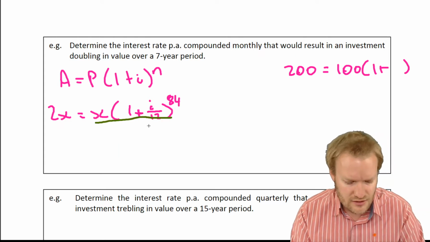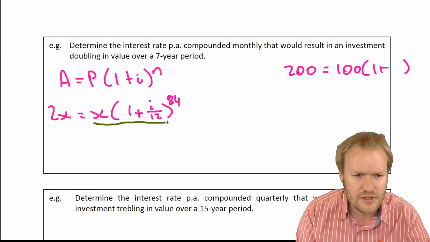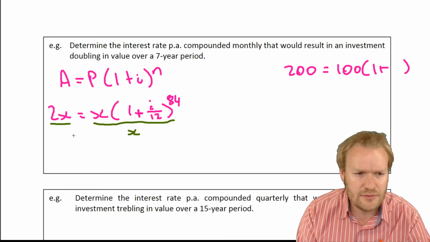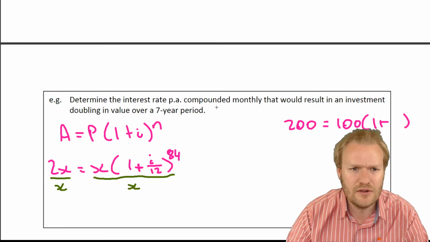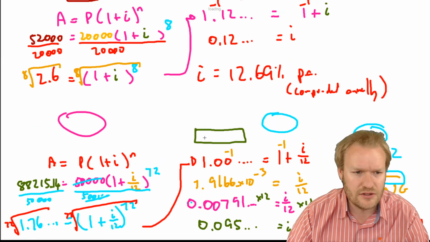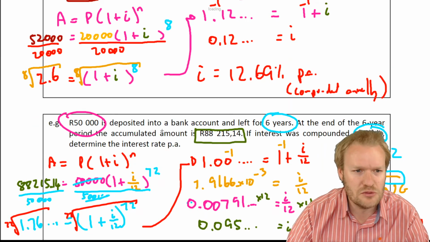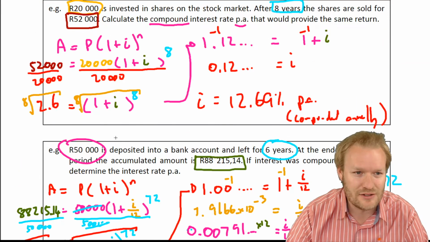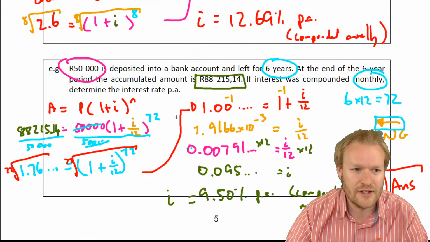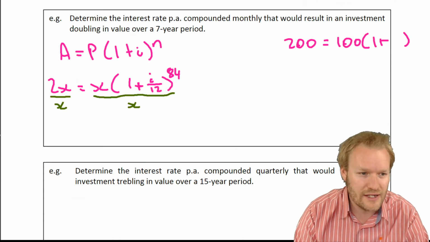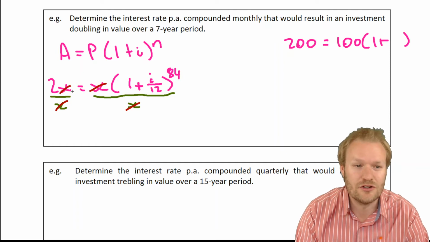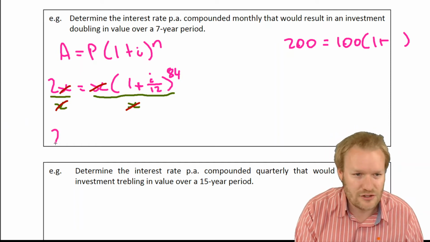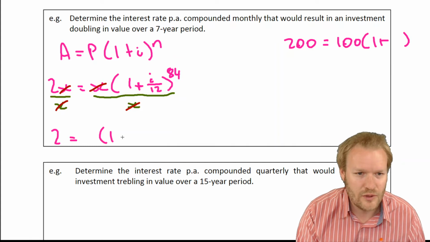So it looks like there's a worry because we've got two variables. But let's divide by x, divide by x. This is the same idea that we did in the others. We divided, it's very confusing without the writing, we divided by 50,000, we divided by 20,000. So let's divide by that so that these cancel. Look at that, those two also cancel. So we've got 2 equals (1 plus i over 12) to the 84.